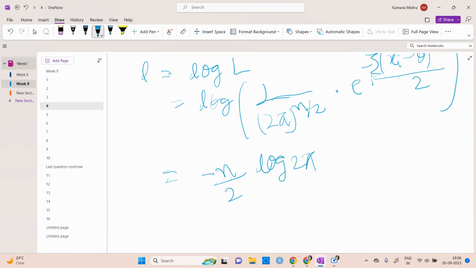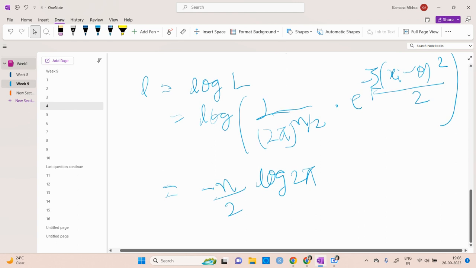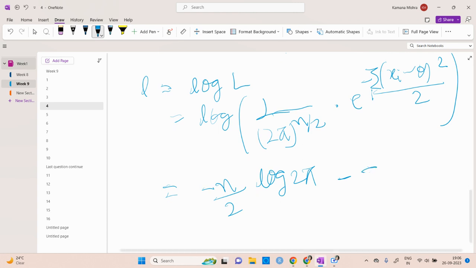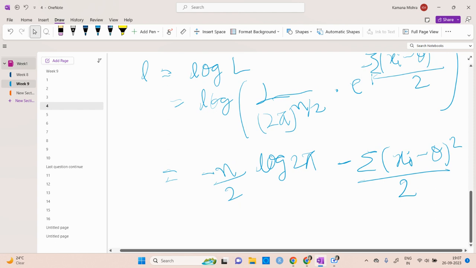In case you have not understood how this is coming, you can ask me. Otherwise, I will think that you have understood it. So I'm not going to solve the whole thing step by step. Log e to the power a is a log e, and log e is 1, so that one will not come. So this will be your log likelihood function.